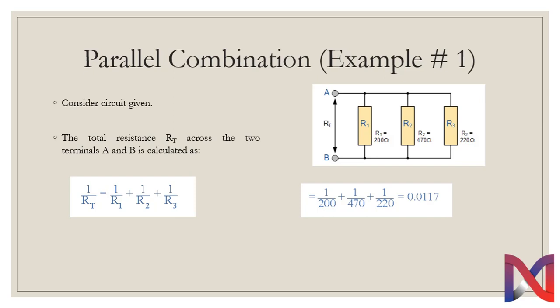It will become 0.0117 ohms. So RT can be found as 1 divided by 0.0117, which comes out to be 85.67 ohm. As we know that this is 1 divided by RT and we are looking for RT, so we will invert it. When we invert 0.0117, it becomes 1 divided by 0.0117 and the total resistance comes out to be 85.67 ohm.